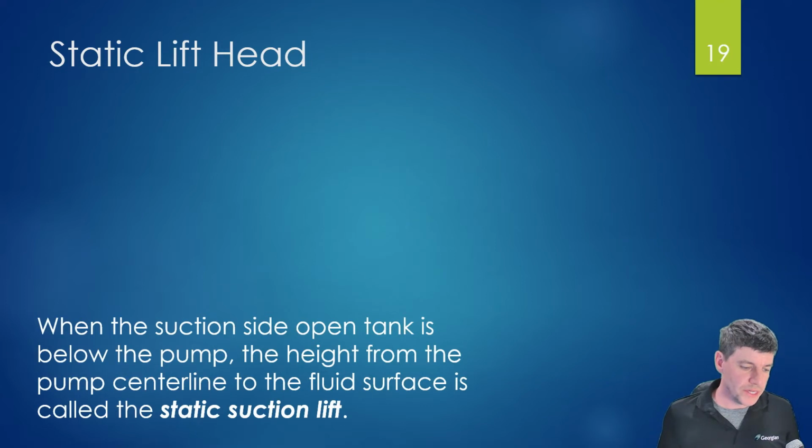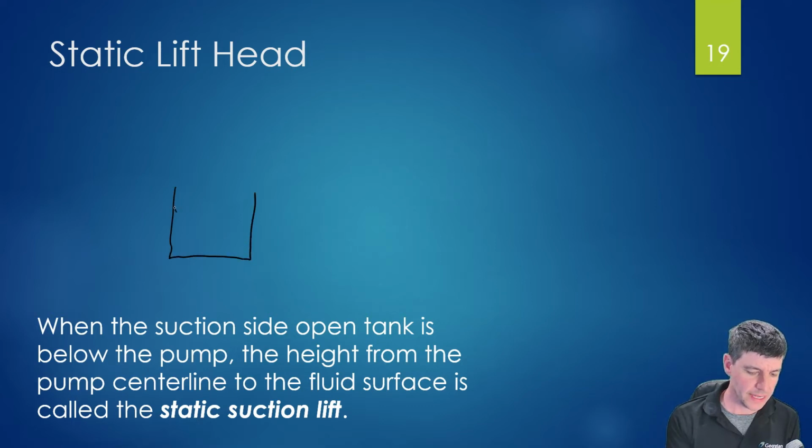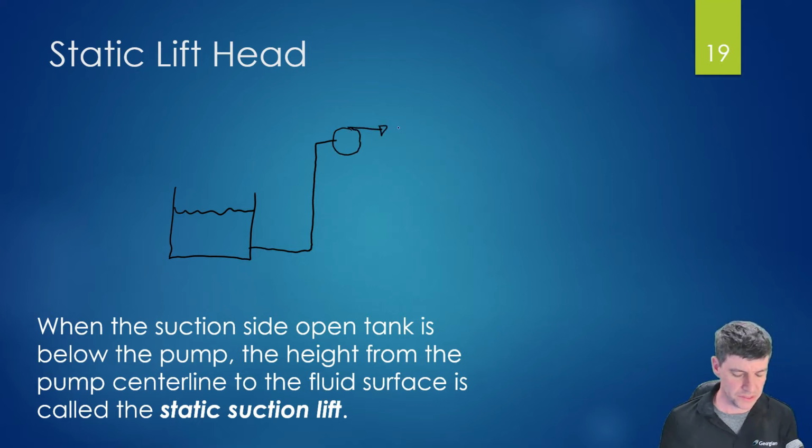We have another situation on the suction side, which is known as a static lift head. Okay, and this would be the case where we have that tank, and instead of being above the pump, it's below the pump. So the height measurement is below the pump, or almost like a negative measurement, so a downwards measurement. What that would look like would be if we had a tank and an outlet from our tank that then moved up to our pump. So we got our pump here, and then it would continue on to the rest of the system.